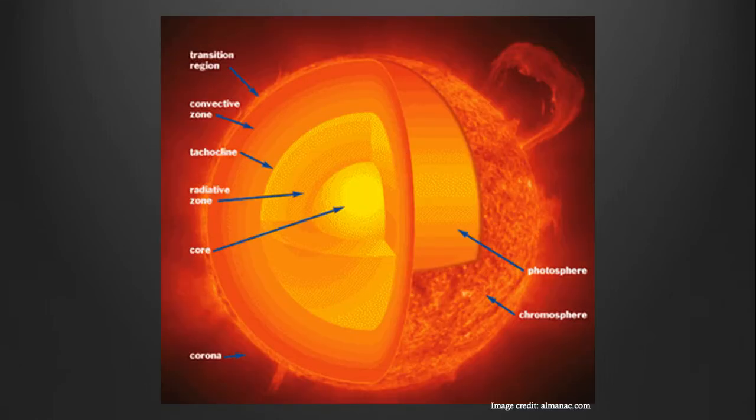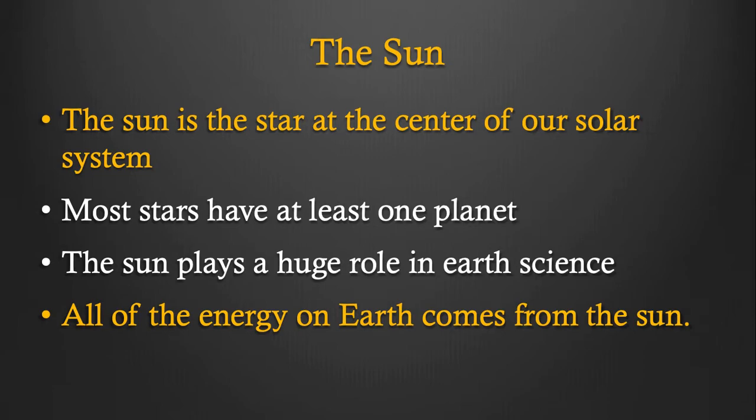So the solar system begins with the sun. As we learned in the first set of notes, the sun is the energy source for everything that happens on Earth. Like our Earth, the sun has layers. You don't have to memorize all of these, but you should know that the sun has a core, and that it also has an outside layer called the corona. So the sun is the star at the center of our solar system. Most stars have at least one planet. The sun plays a huge role in Earth science, and all of the energy on Earth comes from the sun.